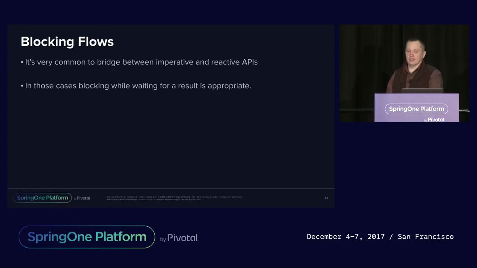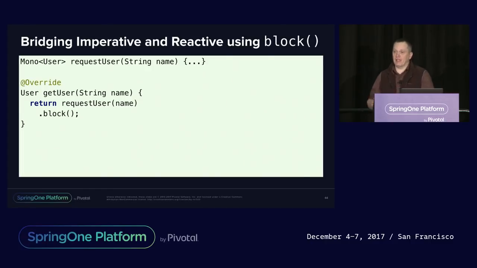You can convert your system from being reactive to blocking. And it's fairly straightforward. We have our request user at the top there, and that goes off and does something in a reactive style. And then we want to be able to return that as an actual user rather than a mono of user. So we call it, and we put block at the end, and we get back that value.